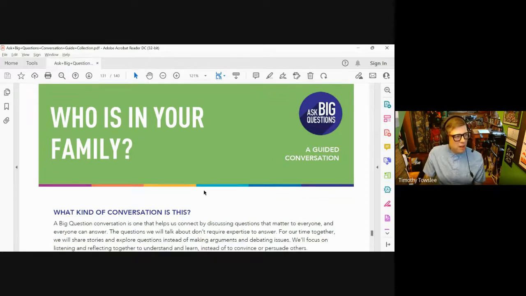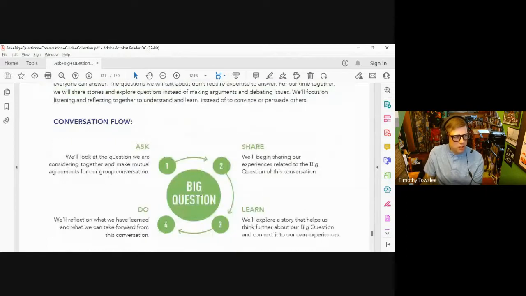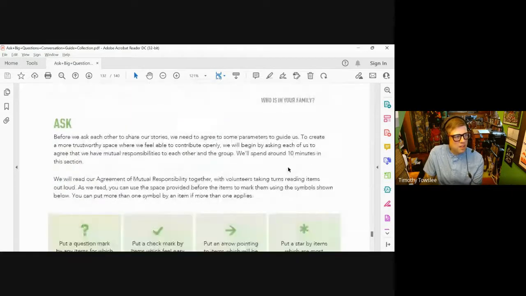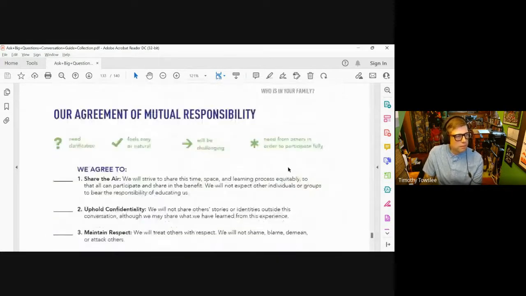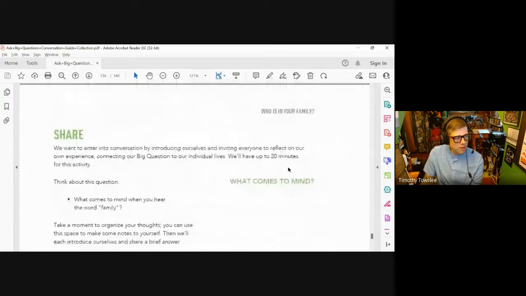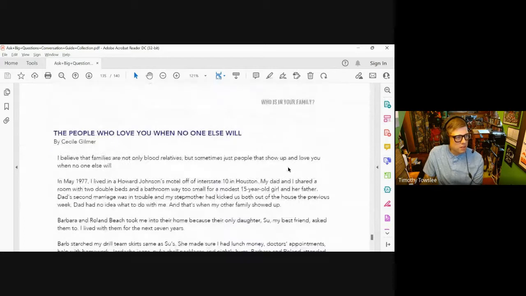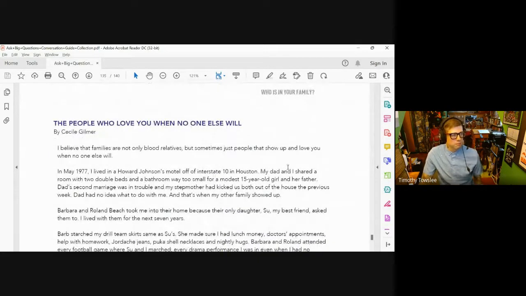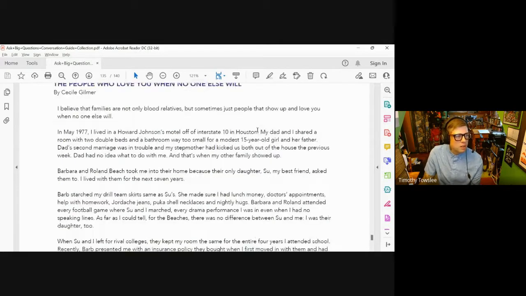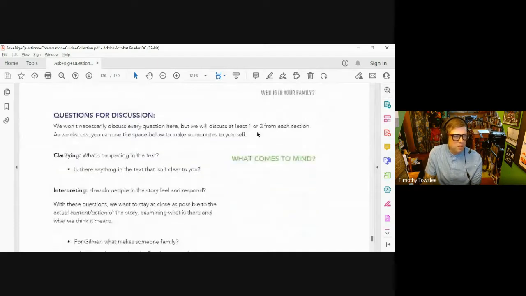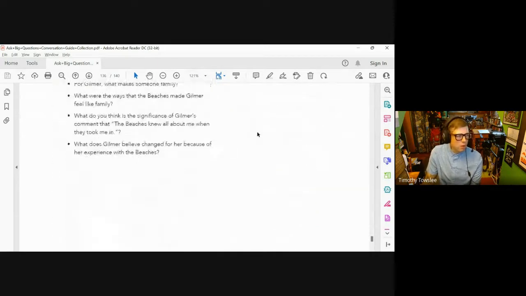But after we've had that conversation about how we share our experience, then we would learn a few things. And in this case, I want to show you the topic, a number of different things. So there's this story, or really it's an article: "The People Who You Love When No One Else Will." It's a short reflective essay. And then there are some discussion questions about it, about what would come to mind.